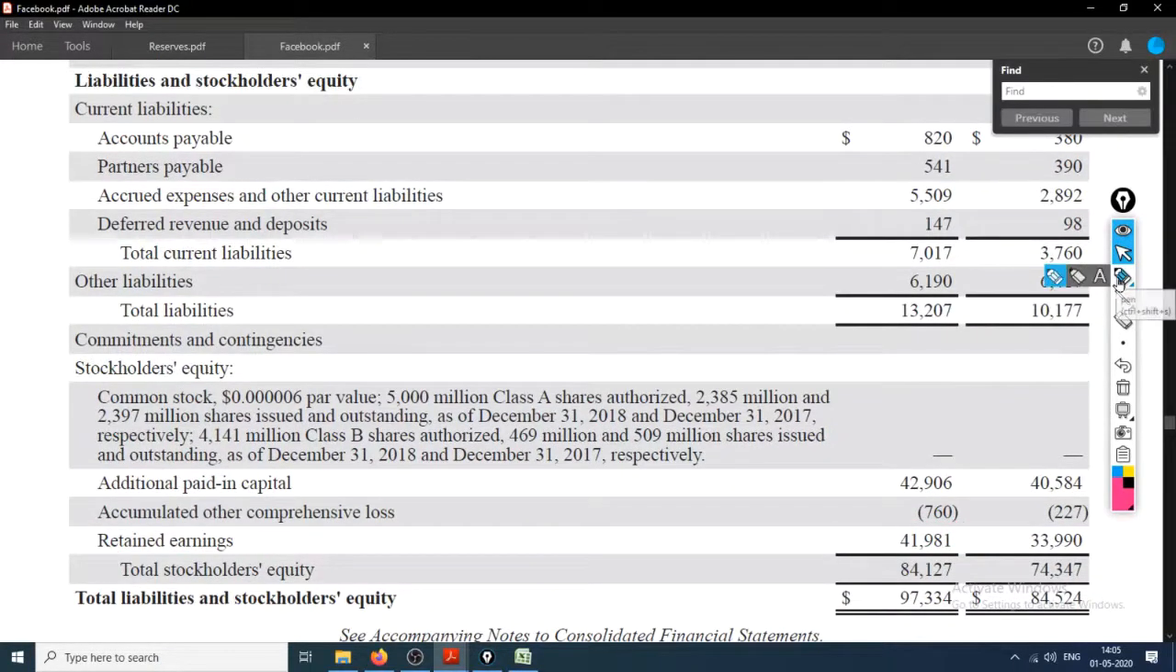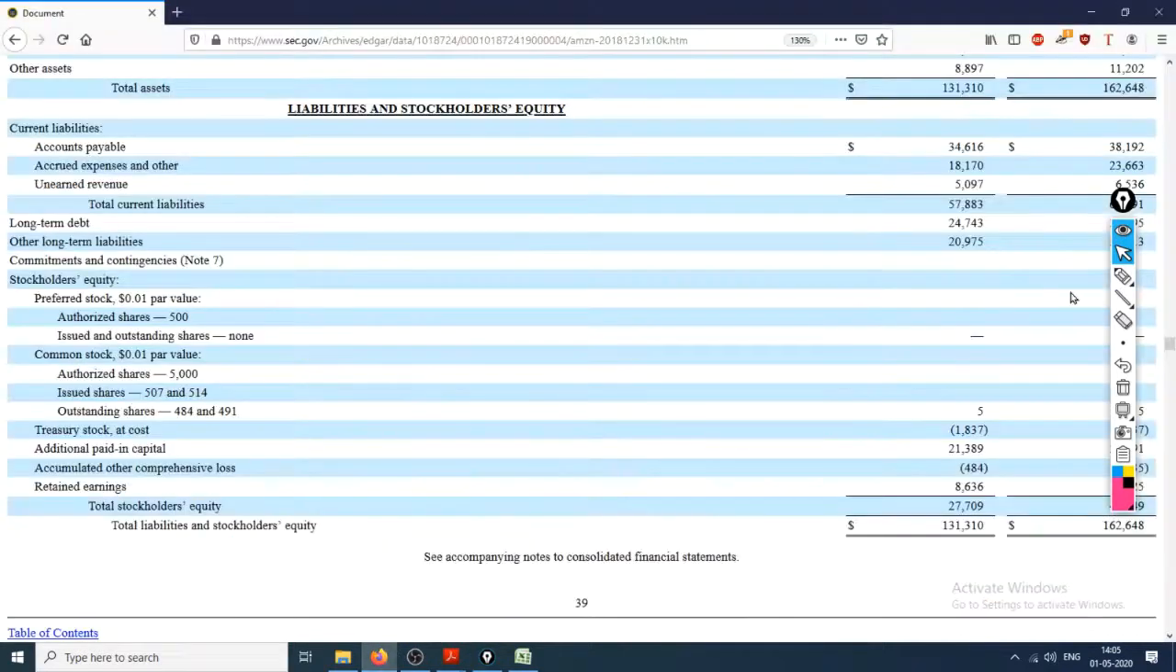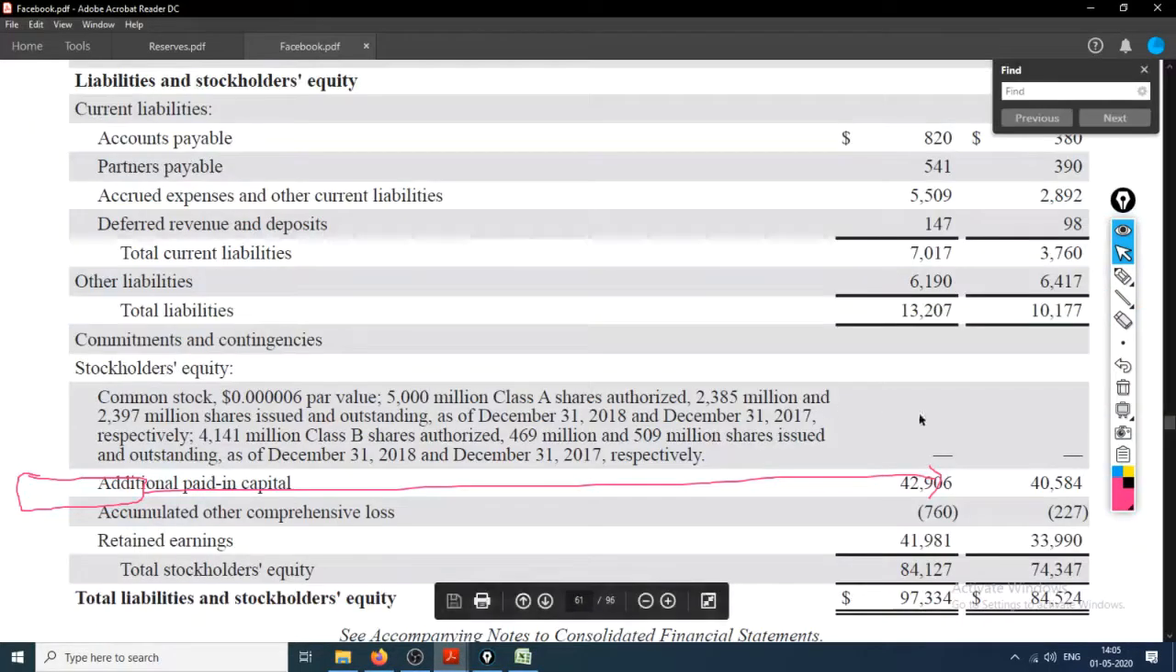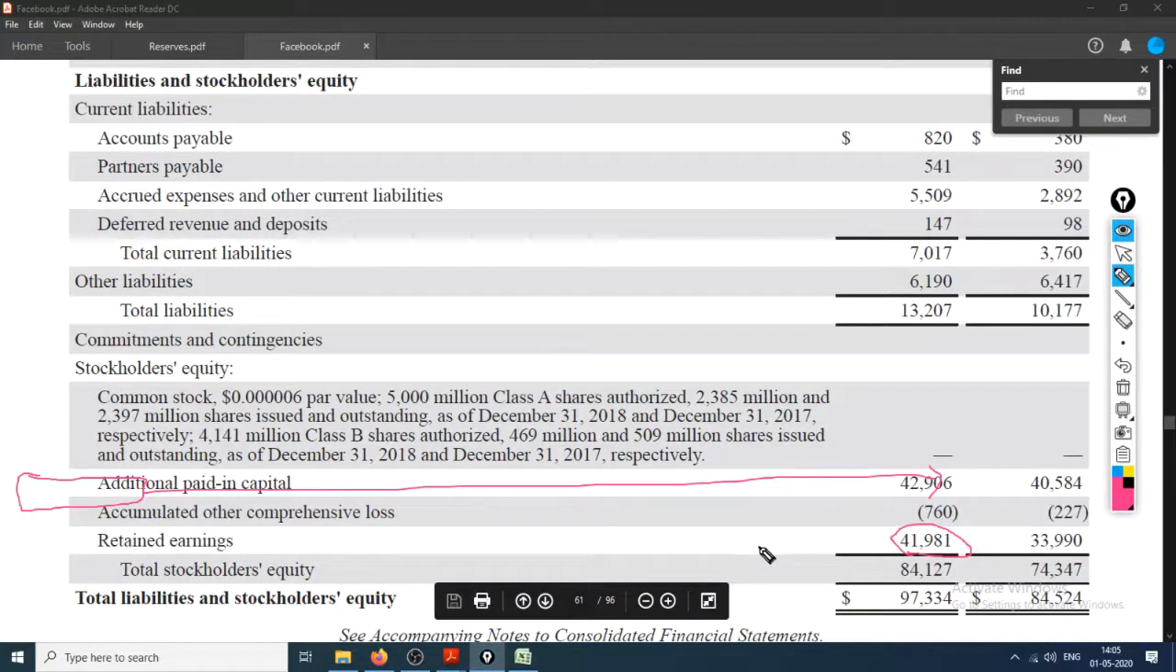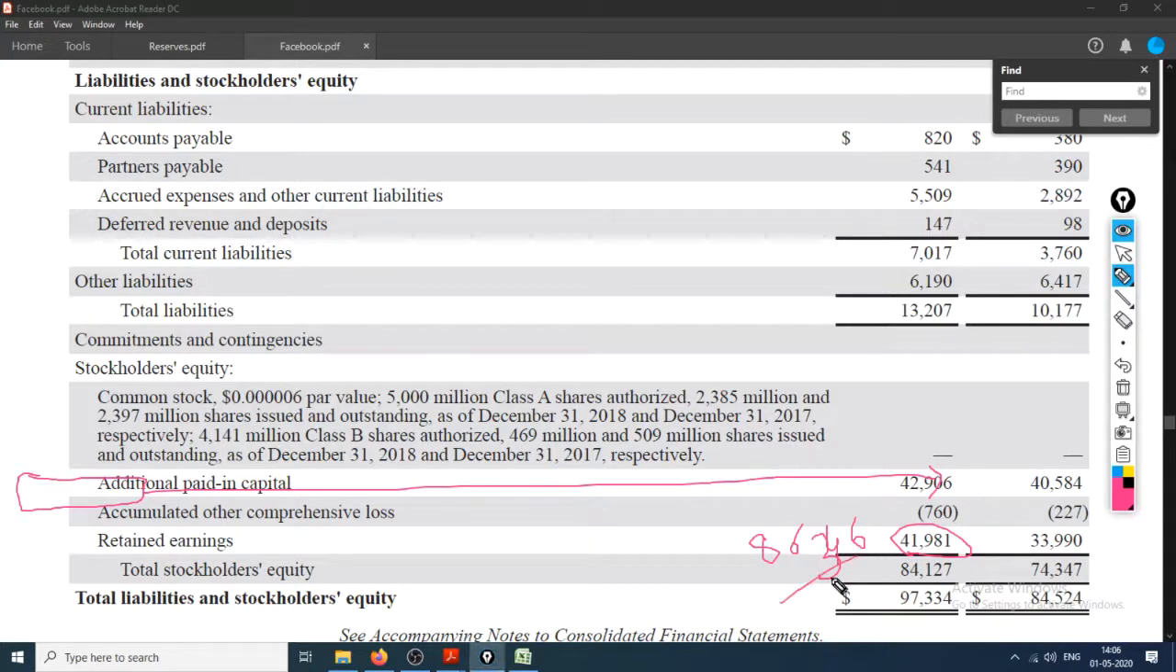Let's check out one more balance sheet, that of Amazon Incorporation. And right here you can see retained earnings. These are the reserves. This is 8,636 as compared to Facebook. Facebook has 41,981 as per 8,636. So how many times? 5 times. Facebook has 5 times more reserves than Amazon.